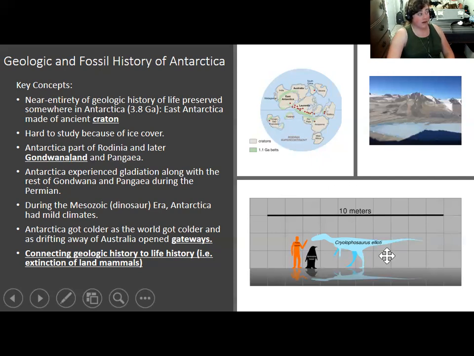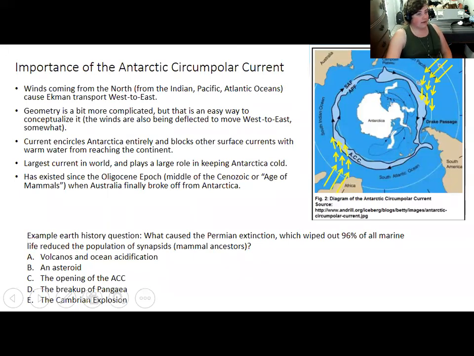Now, I mentioned that I would have something on the Antarctic Circumpolar Current, and I will say that the geometry is a bit more complicated than what I go over here, but the winds from the other oceans are going north to south, and Ekman transport ends up causing the water to move in a west to east direction because of this. And because you have winds coming down from all of the oceans, you have one big southern ocean encircling Antarctica, it creates a gyre or a looped current that can flow around the entire continent. And it plays a strong role in stopping any warmer water from equatorial latitudes from reaching the Antarctic continent and possibly bringing some more warmth to the air or to the land.